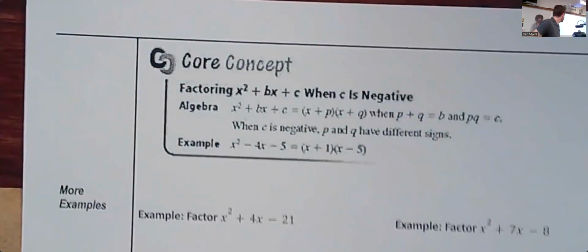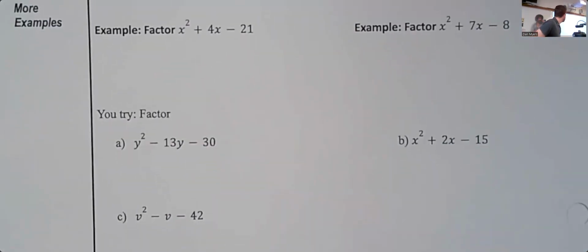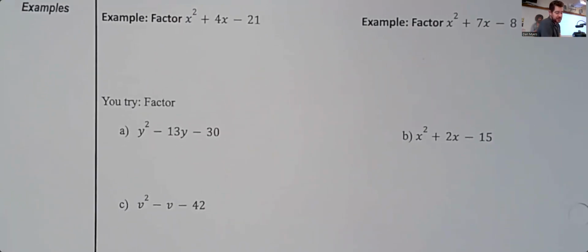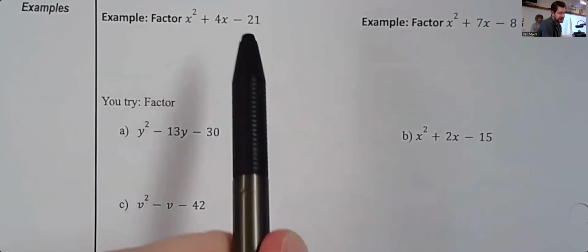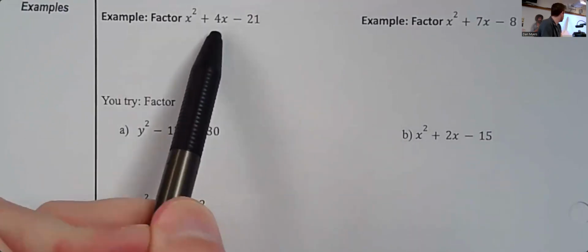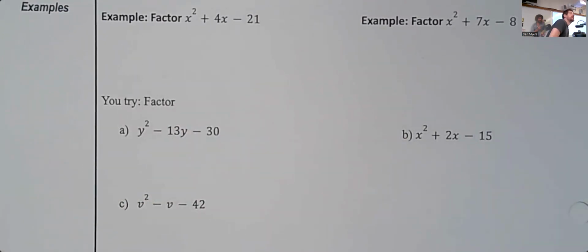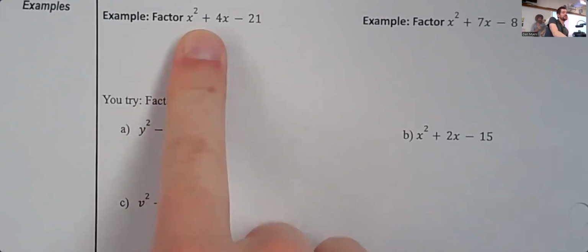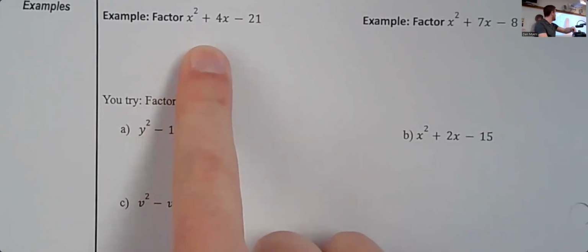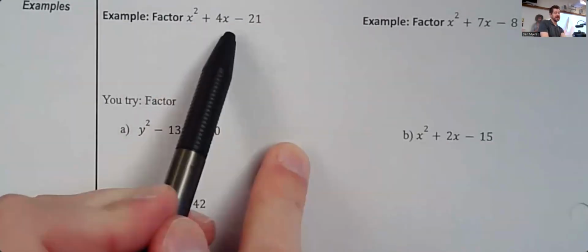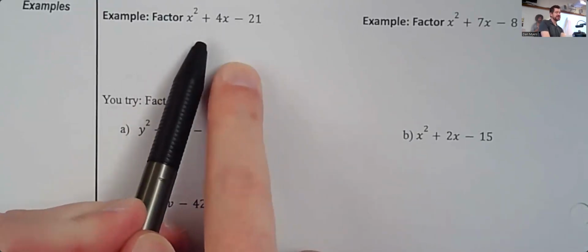So let's see, the next 2 here, if the C value is negative, the only way to multiply to a negative number is if you have 1 positive factor and 1 negative factor. So let's talk about this for a second. If you multiply to a negative but still add to a positive, what does that tell you about your 2 numbers? Hudson? Okay, but if they add to a positive, what does that tell you? We definitely have a positive, we definitely have a negative because they multiply to a negative, but they still add to a positive. So what does that tell us?